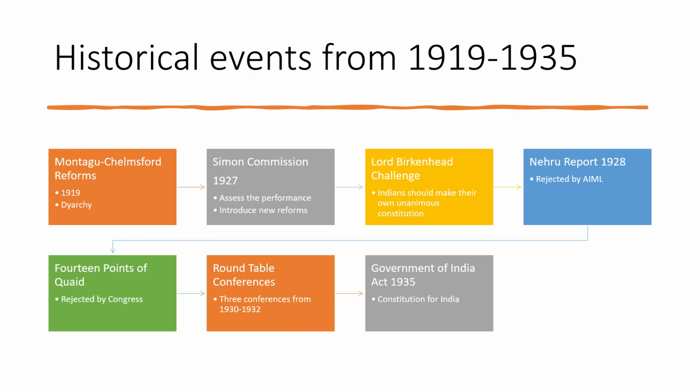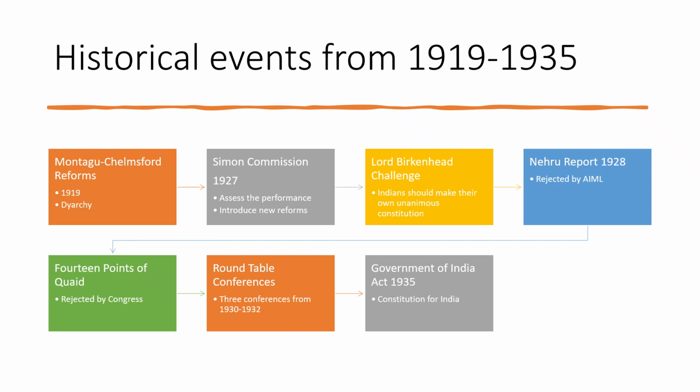Then students, Indian leaders took this challenge very seriously and they got together to draft a constitution for India. Then the Nehru Report was presented in 1928. This was actually a kind of constitution for India. But the report was rejected by the All India Muslim League because it very explicitly showed that it was indifferent towards the Muslims of India.